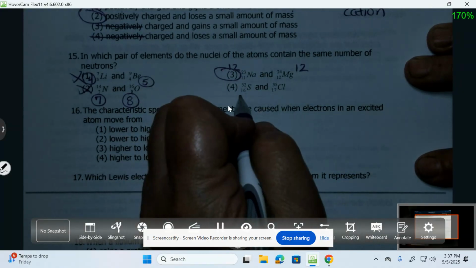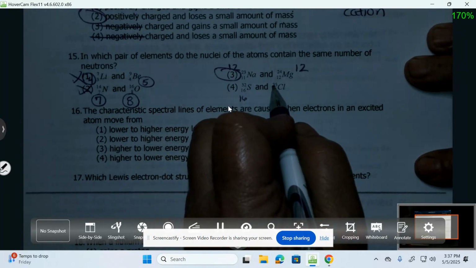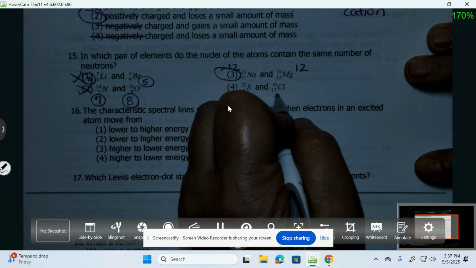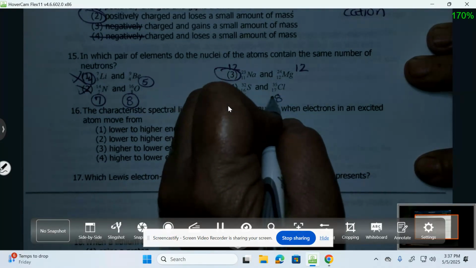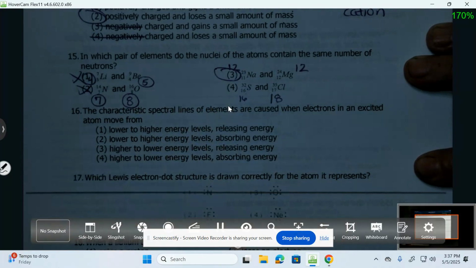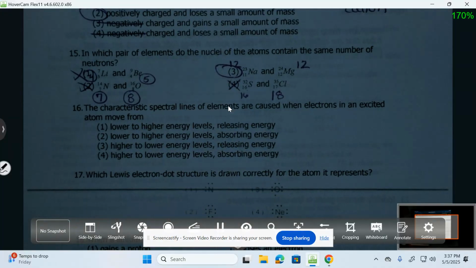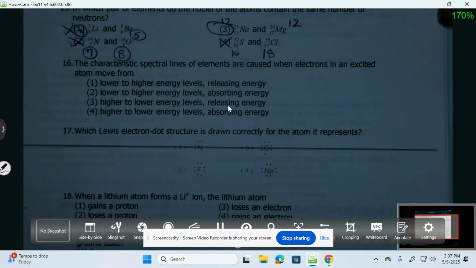32 minus 16 is 16. 35 minus 17 is 18. So that's not the same, so it's not this one. You guys okay over there?